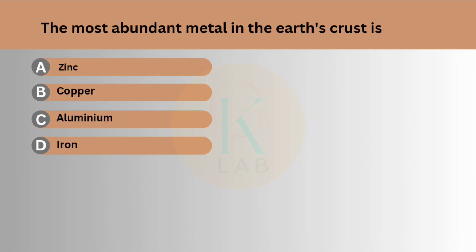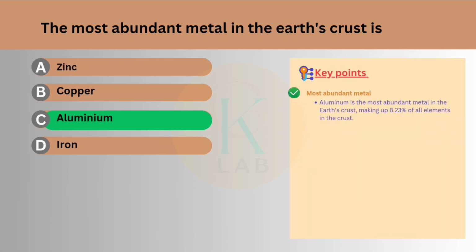Next question. The most abundant metal in the earth crust is? Correct answer is option C, aluminium. Some important key points: the most abundant metal is aluminium. Aluminium is the most abundant metal available on the earth crust, making up 8.23% of all elements in the crust.